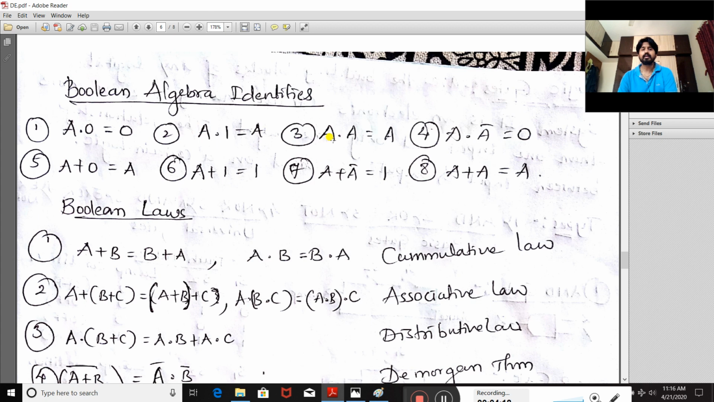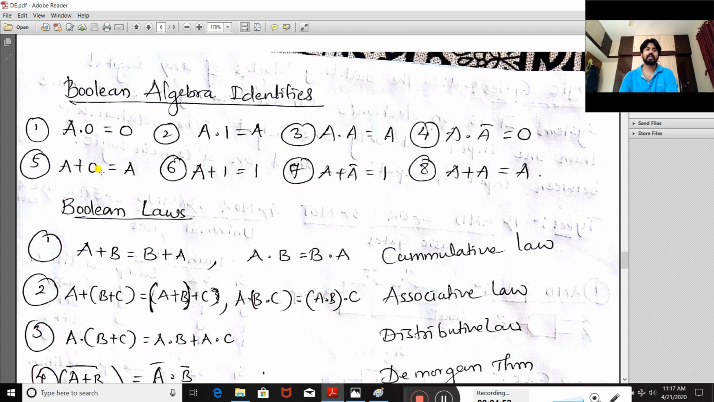Then A into A is equal to A only. Suppose A is 1, then 1 into 1 is 1. Or if A is 0, then 0 into 0 is 0, so it is A only. A dot A bar is equal to 0. That means if A is 0, then A bar is 1, and 0 into 1 is 0. If A is 1, then A bar is 0, so 1 into 0 is 0.